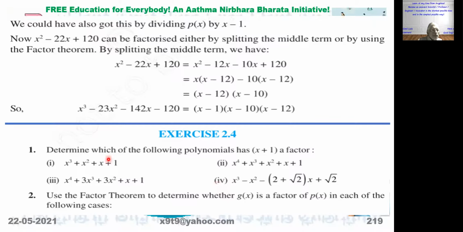So in this problem we found x plus 1 is a factor of this by long division. Same thing, by equating x plus 1 equal to 0, you get x is equal to minus 1. Substitute minus 1 whole cube, minus 1 whole square, minus 1 and plus 1. There also you find that it becomes 0.